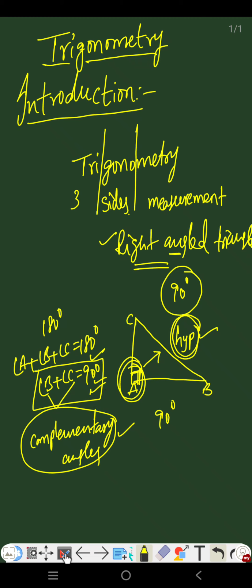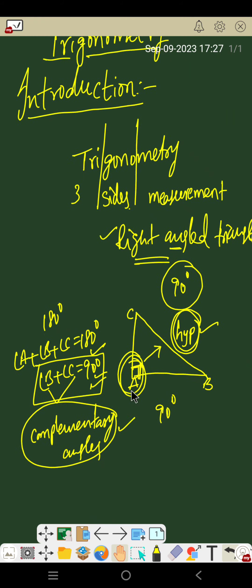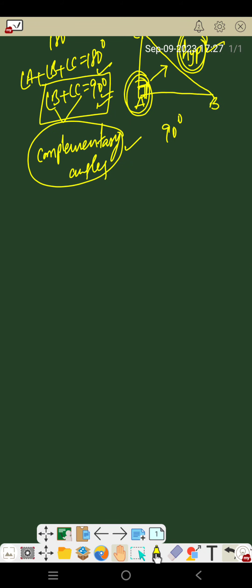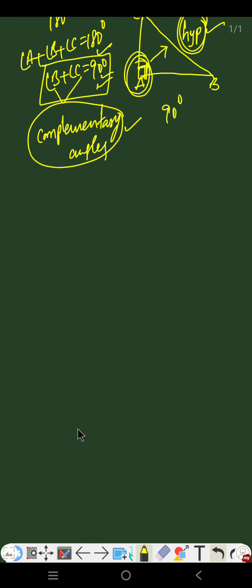Now, if you observe the triangle, we should identify the opposite side and the adjacent side. That is a very, very important point. How do we see that? See, for example, if we take one triangle ABC, a right angle triangle, here B is equal to 90.